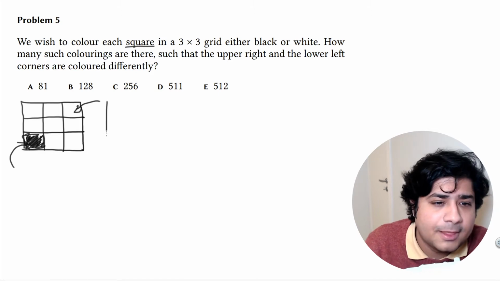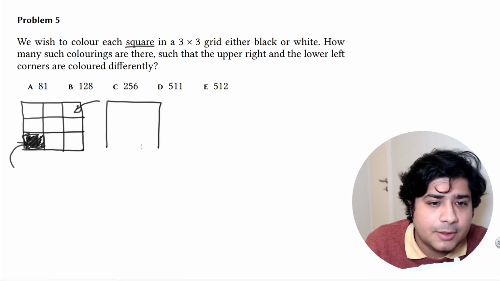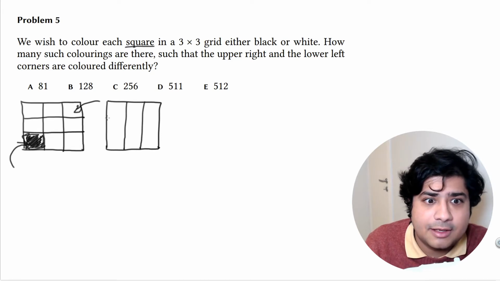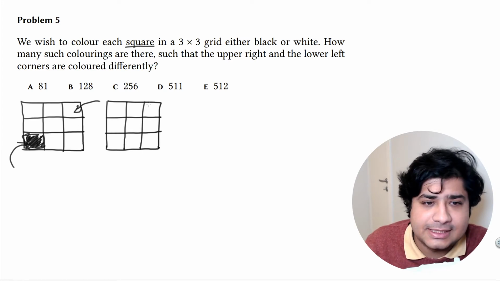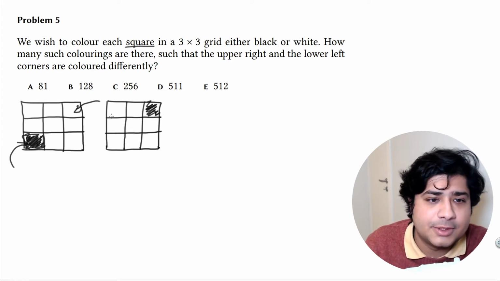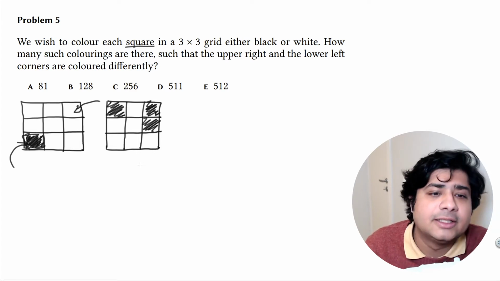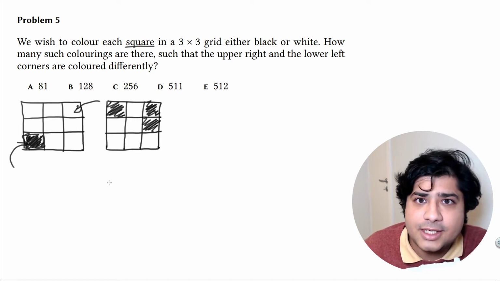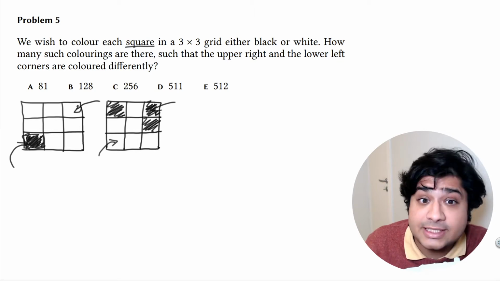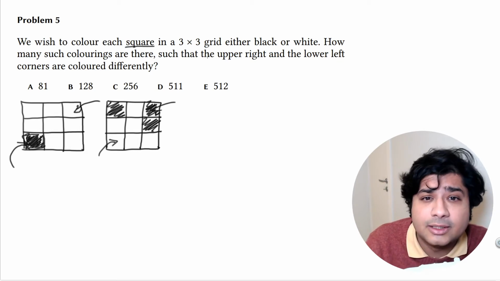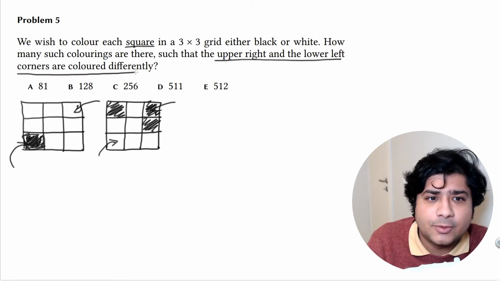Let's try another one. It's taking me a lot of time to draw these. So let's say that this one was black, and then this one was black as well, and then this one was black. And yeah, that's another option, right? So this one is white and this one is black, which satisfies this criteria that they give us. So that's going to be another one of those possibilities.